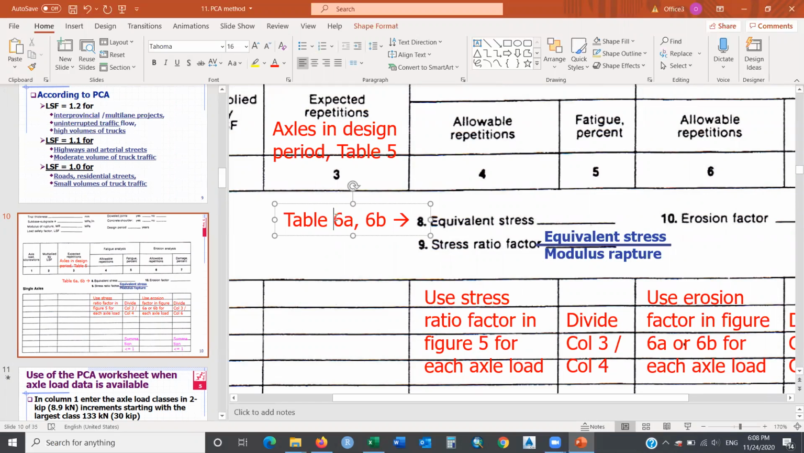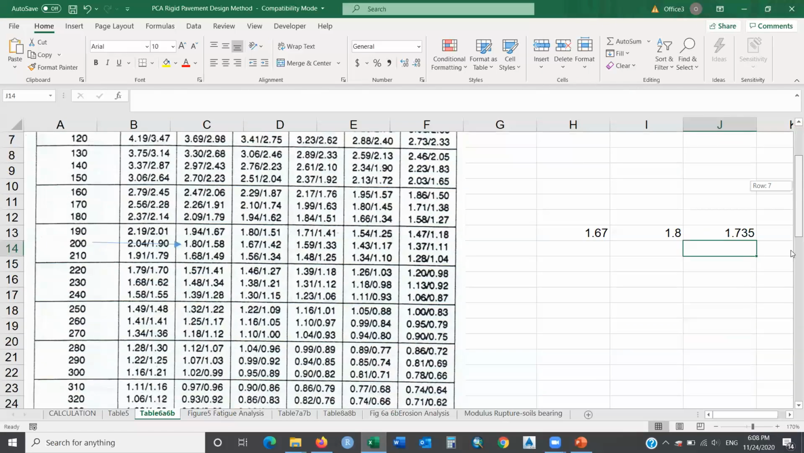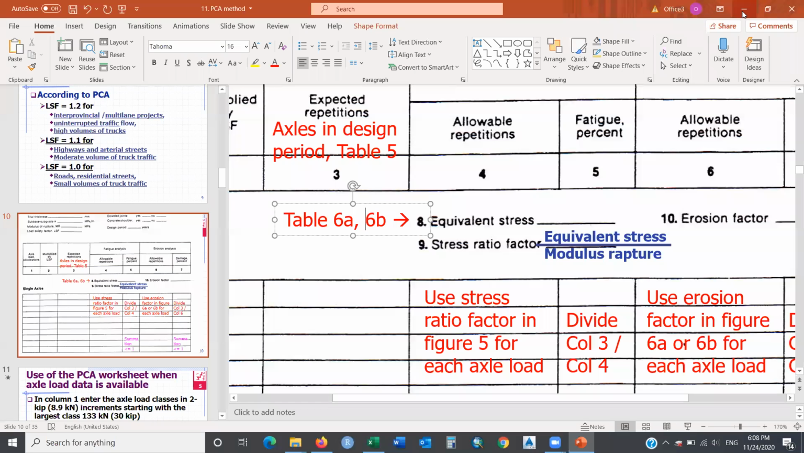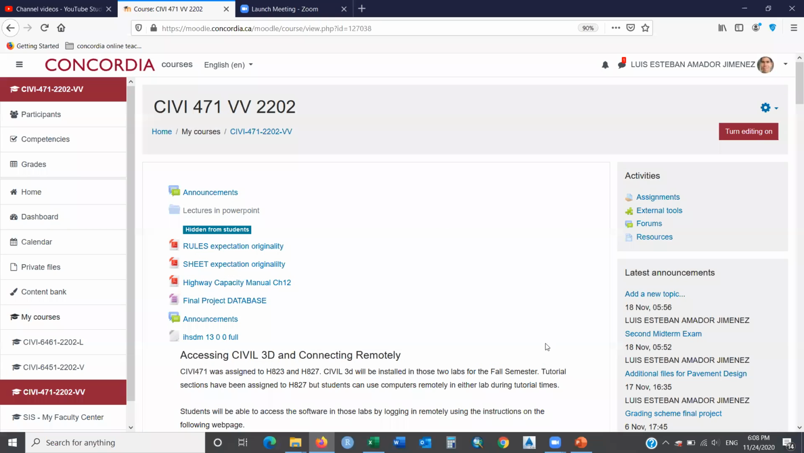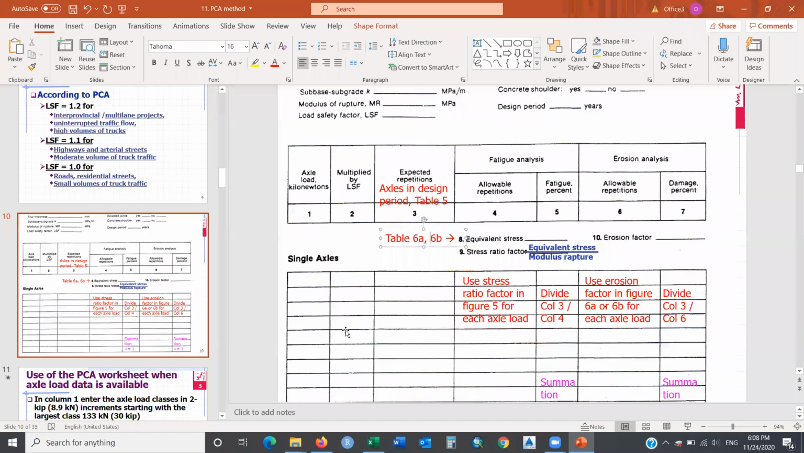Now, why do we have table 6A and 6B? We have two tables because table 6A is for no concrete shoulder, and table 6B is when you do have a concrete shoulder. As a matter of fact, I need to continue with the next slide, so just a second, please.